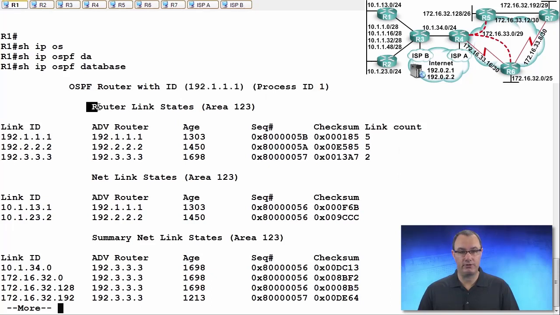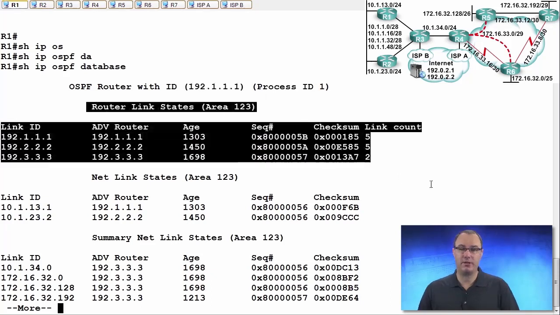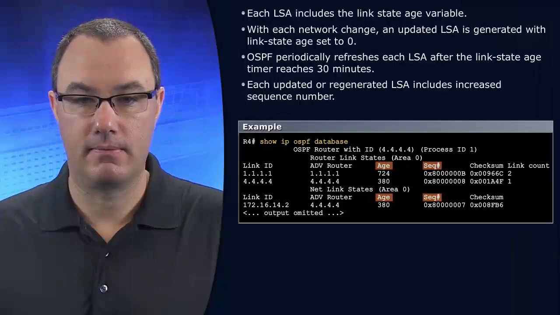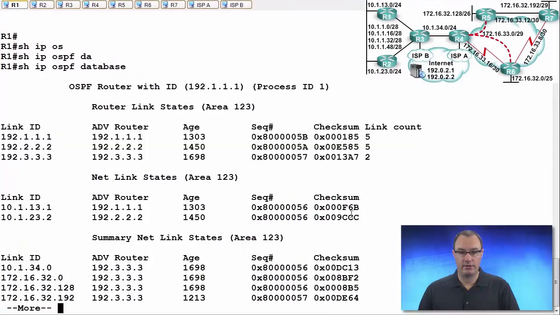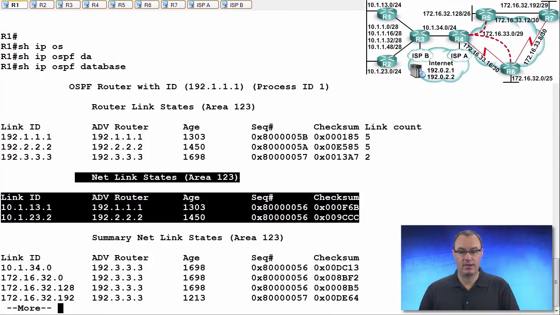Now, router link states. What OSPF LSA type is this? That's our type 1, is it not? Net link states. What type is that?